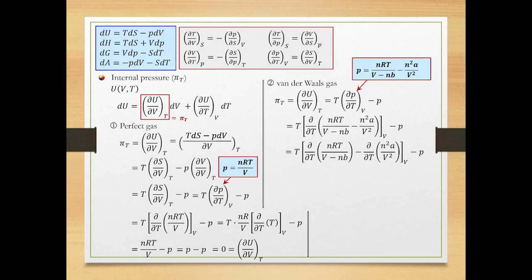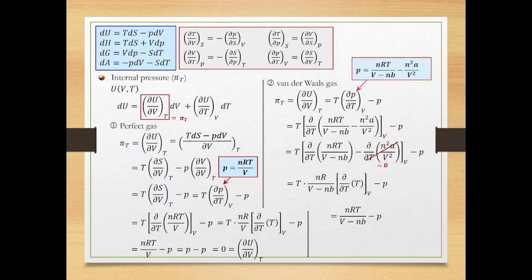Be aware that what's inside the square bracket is under the condition of constant volume. Consequently, n squared a over V squared of the second term is a constant, and the first partial derivative of it with respect to T is 0. And nR over V minus nb of the first term is another constant as a whole, so you may bring it out of the derivative. The partial derivative of T with respect to T is 1. This leads to nRT over V minus nb minus P.